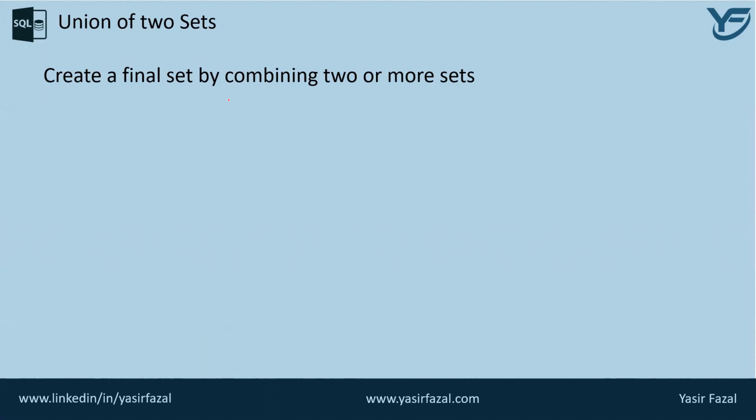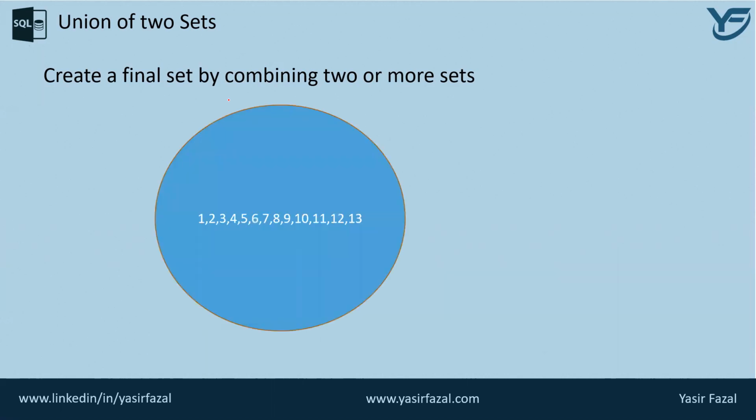So let us suppose that we have two sets, and these two sets can contain any kind of number. For example, 1, 2, 3, 4, 5, 6, 7, 8, 9, 10 till 13 for set A. And then there is a set B, which contains the numbers 14, 15, 16, 17, 18, 19, and 20. So what does union mean? Union means we are going to combine all these 20 numbers into only one set.